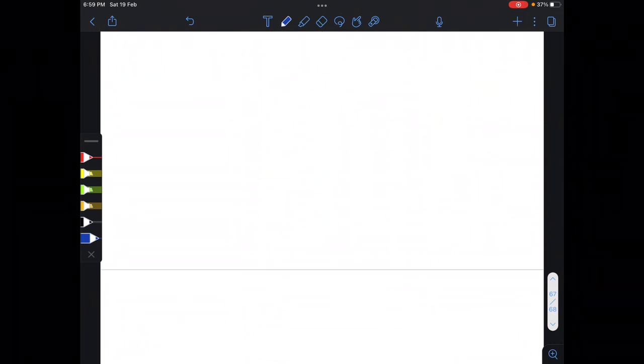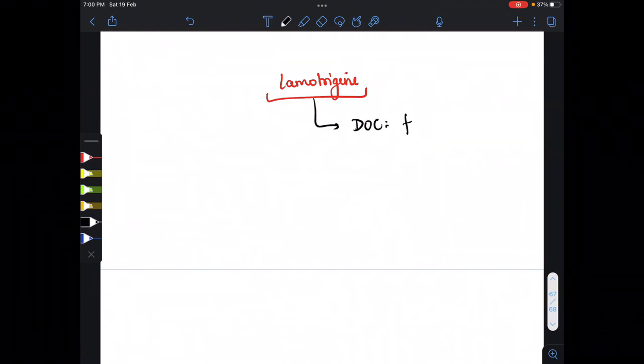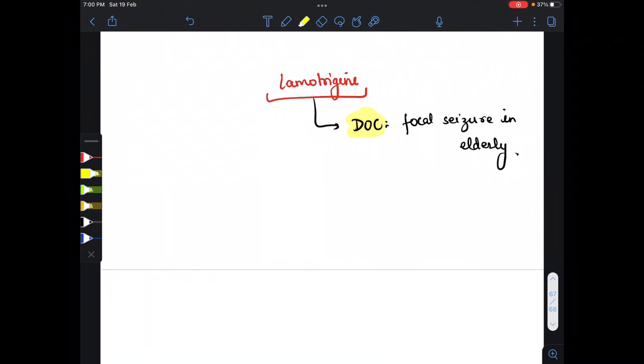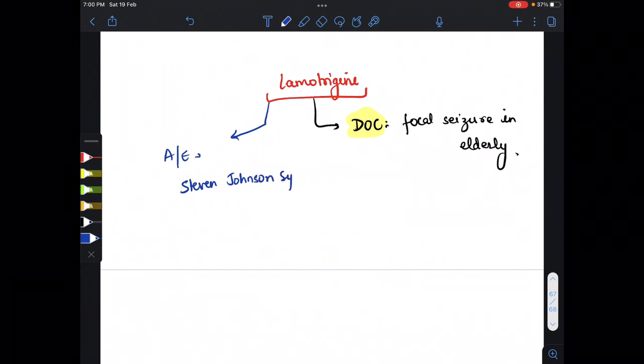Except sodium valproate, we have another drug, that is lamotrigine. I told you that carbamazepine is not given in focal seizure in the elderly, but this drug is a drug of choice for focal seizure in elderly persons. In adverse effects, it causes Stevens-Johnson syndrome, or it also causes toxic epidermal necrolysis.